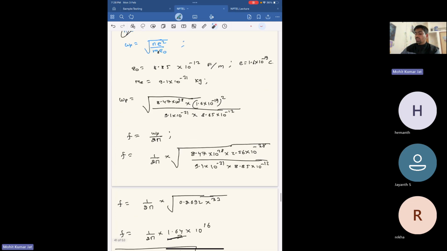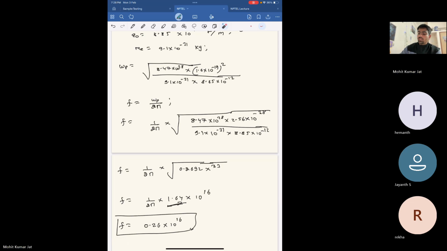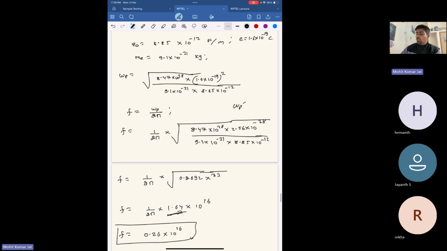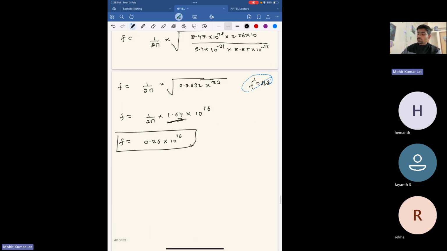I think if it is in hertz, then we'll have to take the omega p only, and omega p will be 1.64 into 10 power 16. Anyway, time inverse is also hertz. So yeah, this you can see.